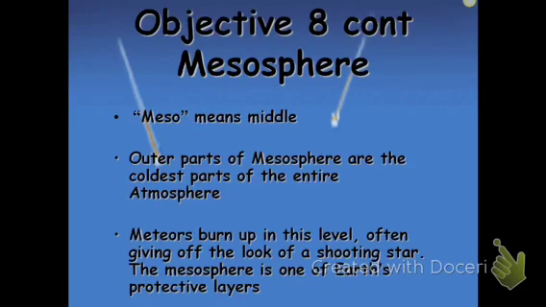All right, the next layer of the atmosphere is the mesosphere. The word meso, M-E-S-O, means middle, and it is the middle layer of the atmosphere, our third layer. The outer parts of the mesosphere are the coldest parts of the entire atmosphere. And you can remember that the meteors burn up in this level. Okay, mesosphere, meteors burn up. The M and the M. In the mesosphere, meteors burn up. Again, it is a protective layer because your meteors are burning up in this layer, so they're not ever going to reach the Earth.